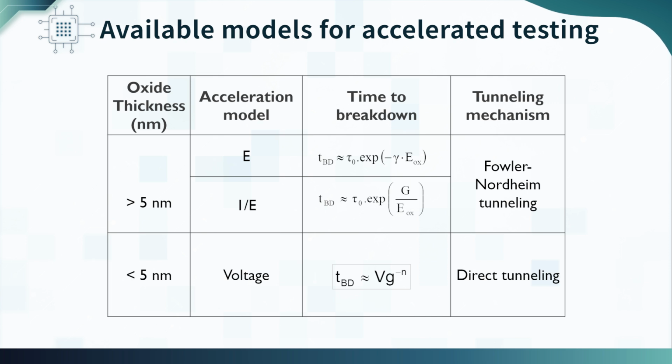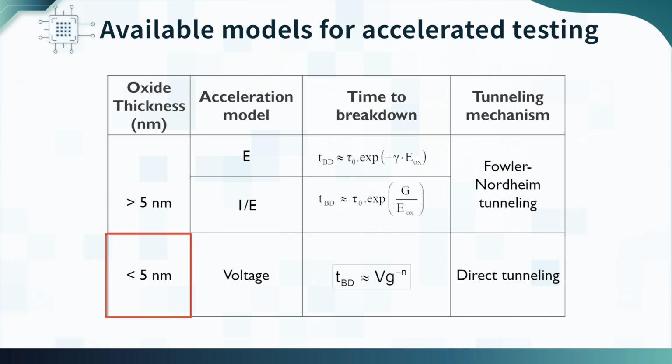In the end, we hope to have the acceleration model allow us to extrapolate lifetime, but the acceleration model will change depending on the different mechanism and different oxide thickness. Here we summarize, as you can see, in the case with a large 5 nanometer, there are two different acceleration models very often used. One is the E model, one is the 1 over E model. These are all based on the FN tunneling mechanisms.